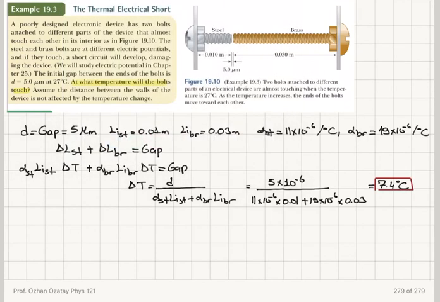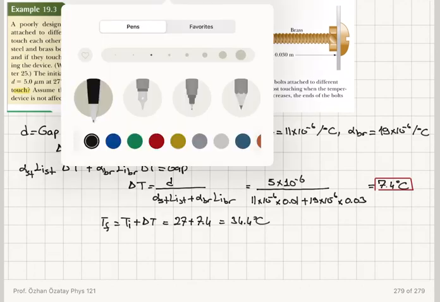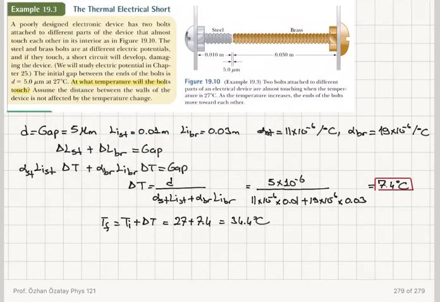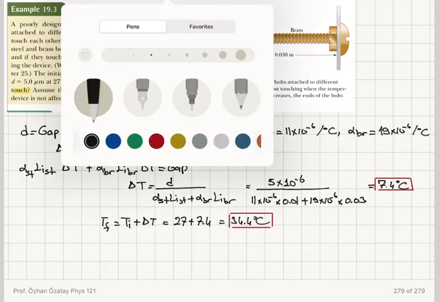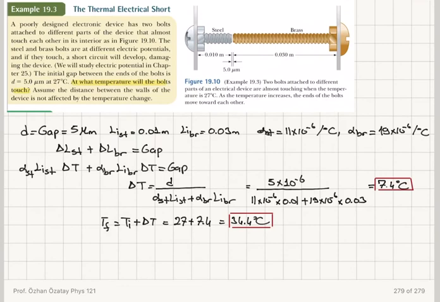So what's the final temperature? T final will be T initial plus delta T. So it should be 27 plus 7.4, 34.4 degrees Celsius will be the temperature at which there will be a short circuit. The two bolts will touch each other.